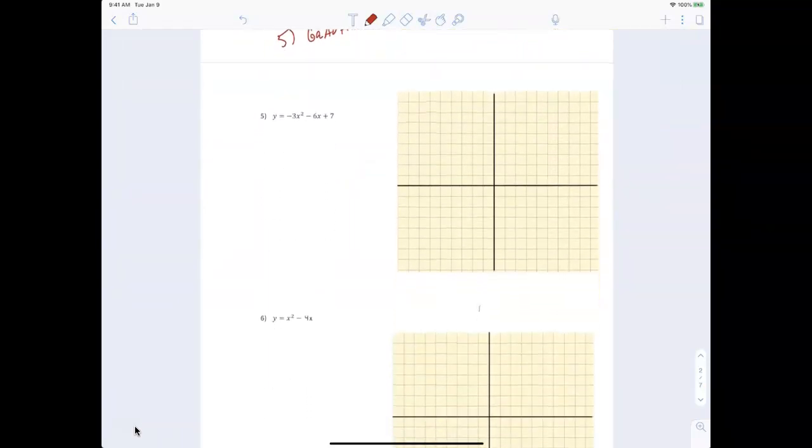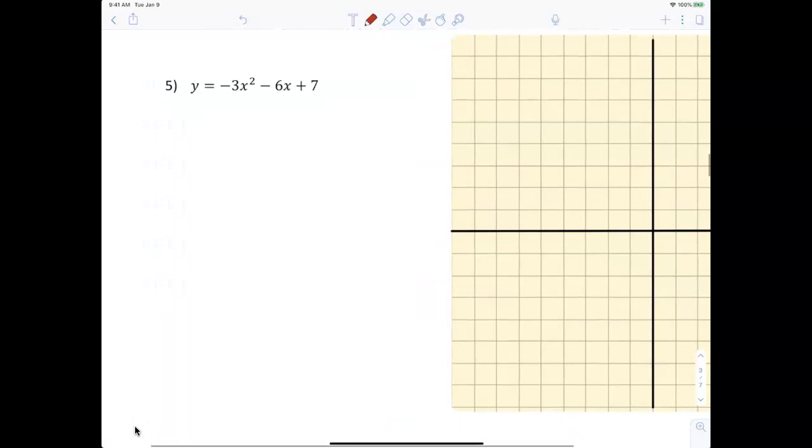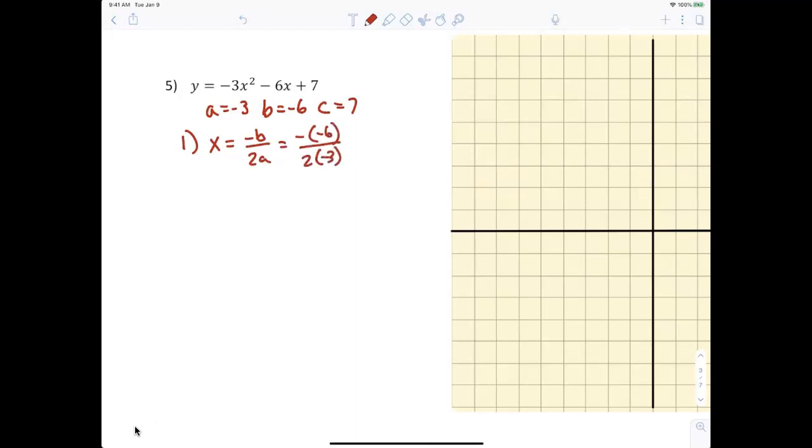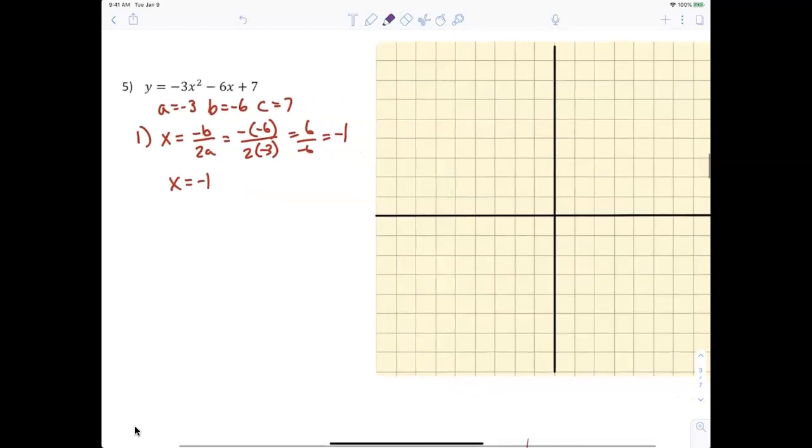So question number 5. What I want you to do is A equals -3, B equals -6, and C equals 7. So step 1, x equals -b over 2a, -6 over 2 times -3, 6 over -6 equals -1. So the axis of symmetry is x equals -1. I'm going to come over here to my graph and draw -1.